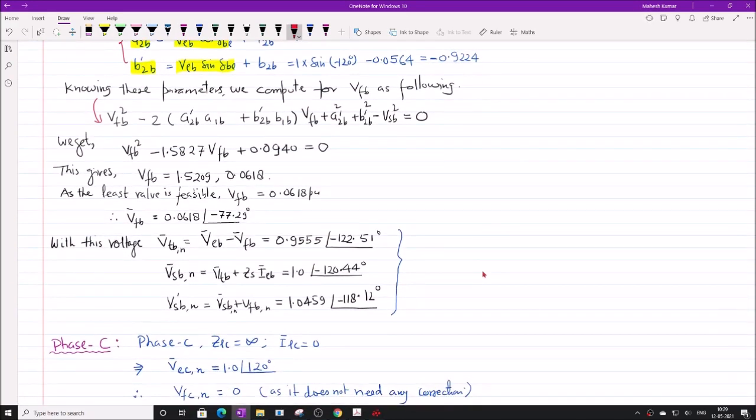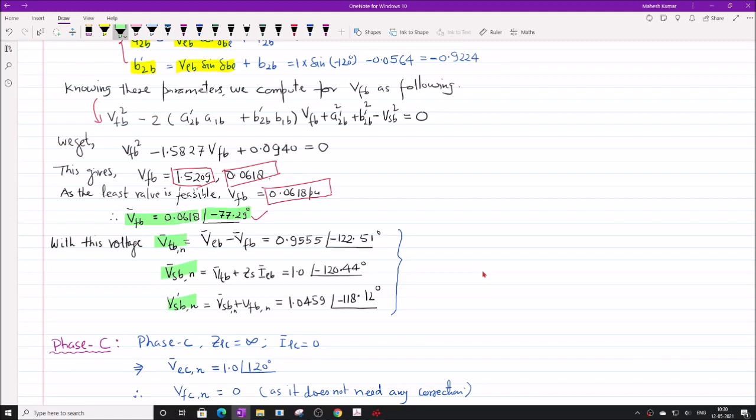So we will find that the solution for VFB are 1.5209 and 0.0618. So 0.0618 is the feasible solution because it is of the least value, and therefore the voltage that has to be compensated from the DVR is 0.06 angle of minus 77.29. And from this we can calculate the terminal voltage, the source voltage, the effective source voltage.